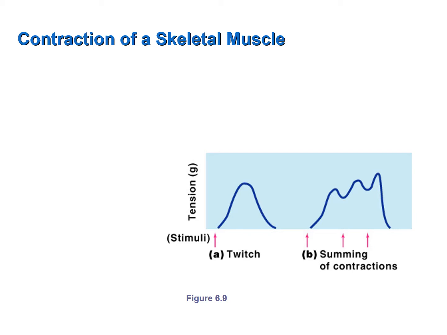With each subsequent stimulation, there is an increase in tension. This is referred to as the summing of contractions, or tetanus. So what's going on? Well, with each subsequent stimulation, there is a greater and greater amount of calcium in the cytoplasm. So when the initial stimulus is delivered, calcium moves out of the sarcoplasmic reticulum into the cytoplasm. However, that one stimulation is not enough to provide enough calcium to open up all the binding sites.